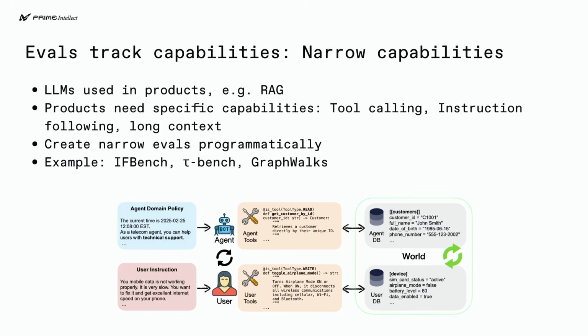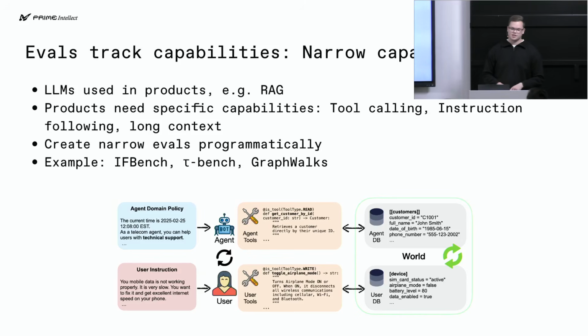Examples are, for tool calling, Tau-bench, where we basically have the setup which we care about, and the customer support. We have the LLM that acts as a customer agent, and we have a second LLM which acts as a user, and the customer agent has to call tools to look up in the database what the correct things are or to resolve issues from the user. Or we have things like IFBench for instruction following, graph walks for these long context problems.